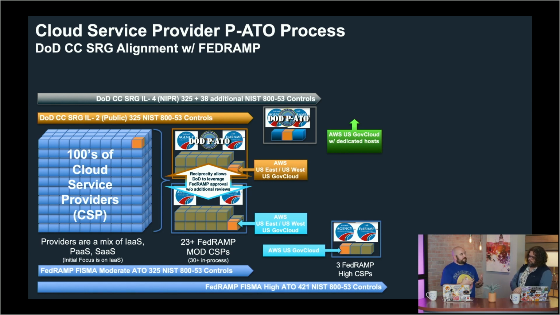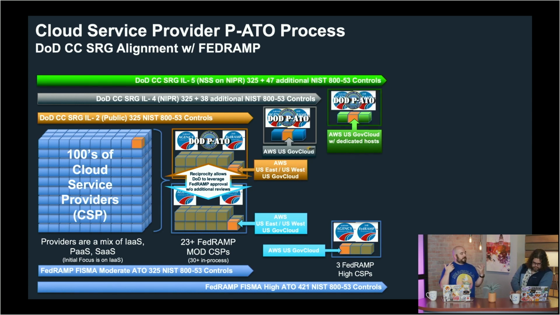When we get up to FISMA high, we start talking about that CCSRG mapping to impact levels 4 and 5. And there we're talking about things like PII, PHI, FOUO data. PII is personal identifiable information, PHI is personal health identifiable information, FOUO is for official use only. There are some other classifications that fall into there, but that's really that impact level 4 or FISMA high. And then for DoD, they have that next level up, which is impact level 5, which is also the national security systems.